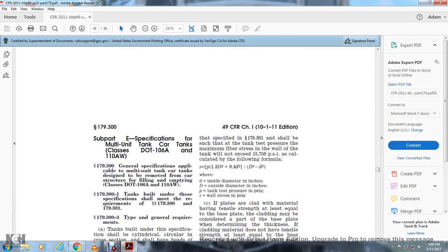Subpart E, specifications for multiple unit tank car tanks, classes 106A and 110A AW.